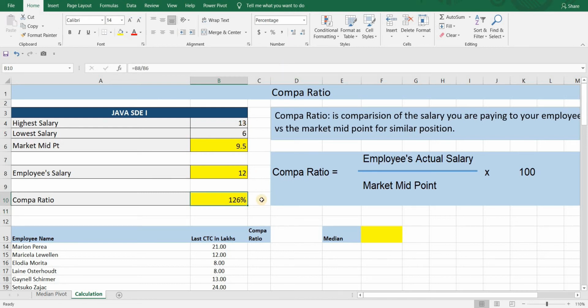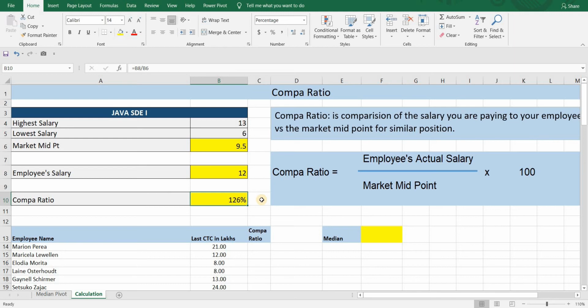Now, to calculate market midpoint, you need to rely on external data, which may be available with certain agencies who have experience in compensation benchmarking, or some sources of data may be publicly available. But while considering this data, you need to match the data collected to the specific roles and industries. This is about the external compa ratios.